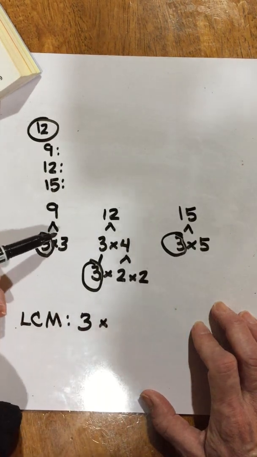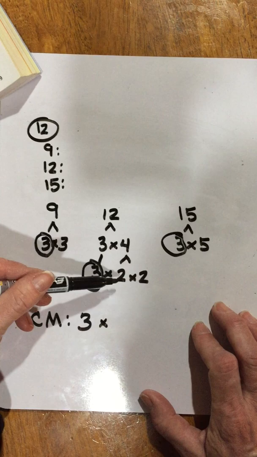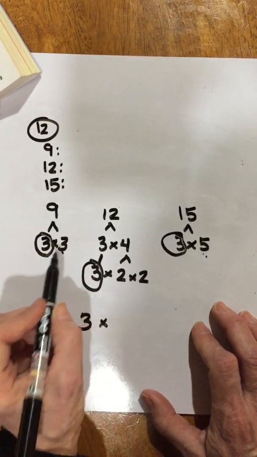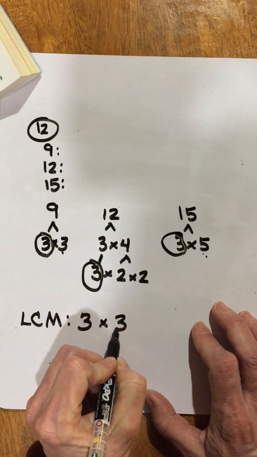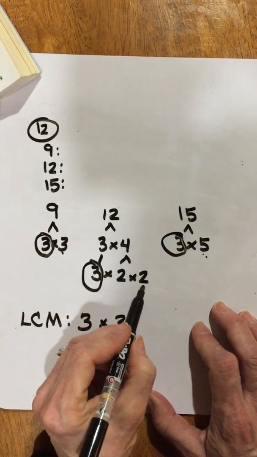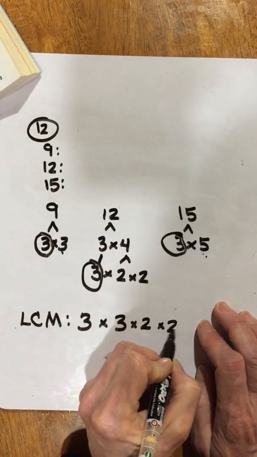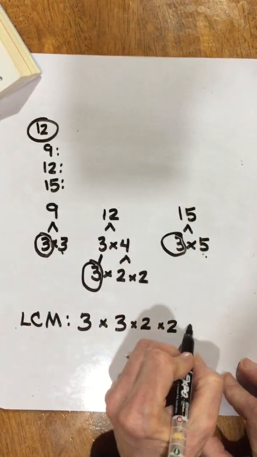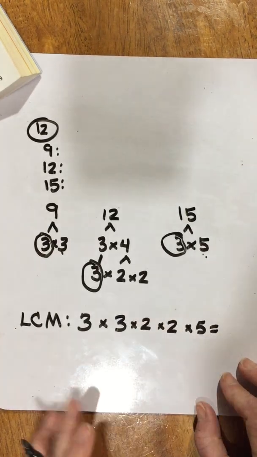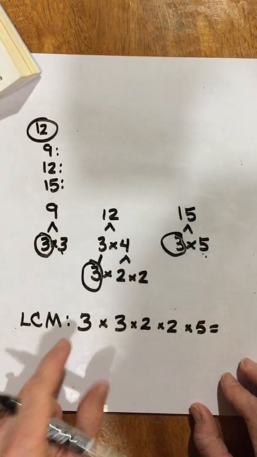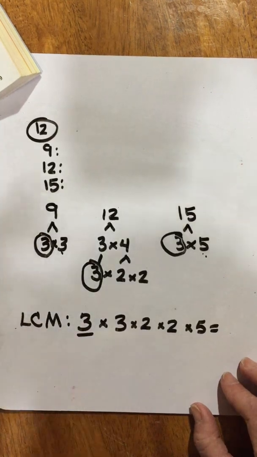Is there anything else they all have in common? We've got another 3, but this one doesn't. We have another 3, but this one doesn't. So we get to use this 3 because it's all by itself. And then we have 2 2s that are represented here by the 12. And then we have a 5. We have to use all of those, but when they're in common, we're only allowed to use it once. So that's why that was listed one other time.